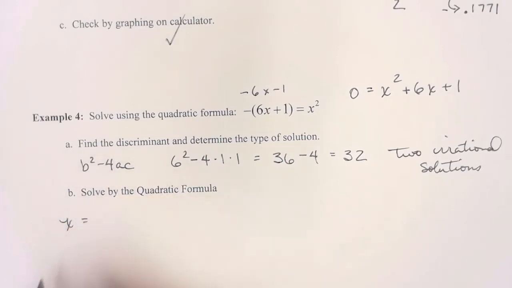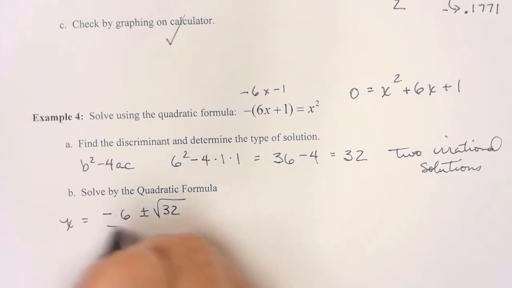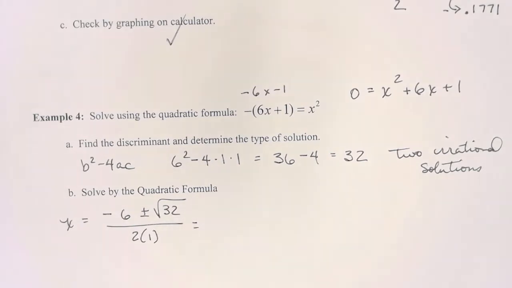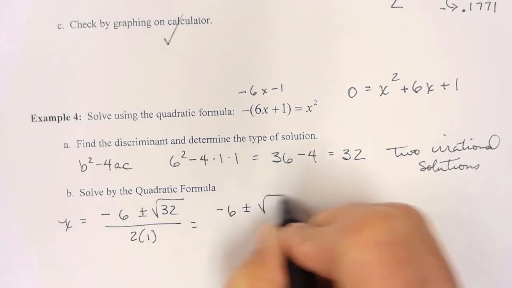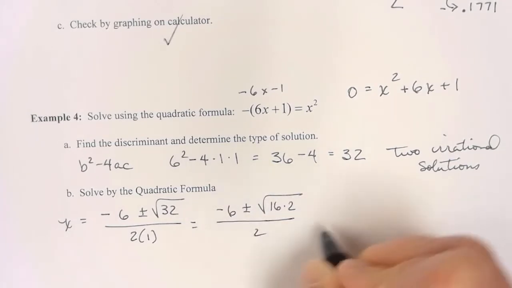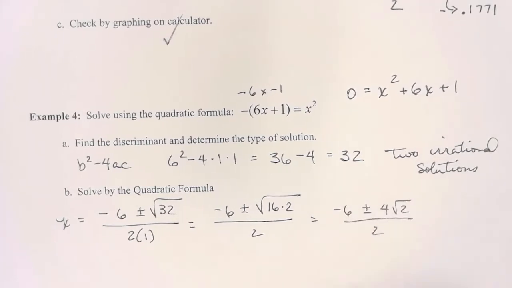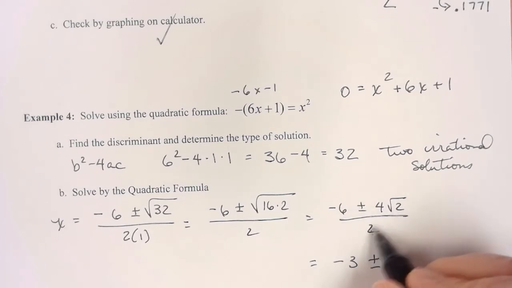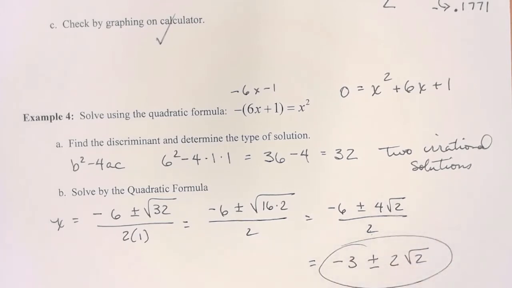So x equals -b plus or minus square root of 32 all over 2 times 1. I'm going to simplify 32. It has 16 times 2, so negative 6 plus or minus square root 16 times 2 over 2. Now since 2 can go into those evenly, I don't have to worry about factoring. So 2 into negative 6 would be a negative 3, plus or minus 2 into 4 would give me 2 square root of 2. So I'm saying that's my answer.